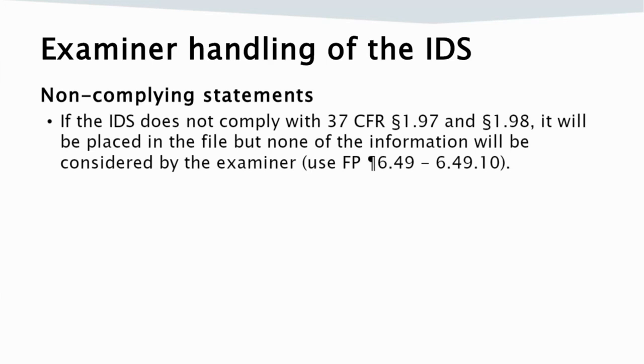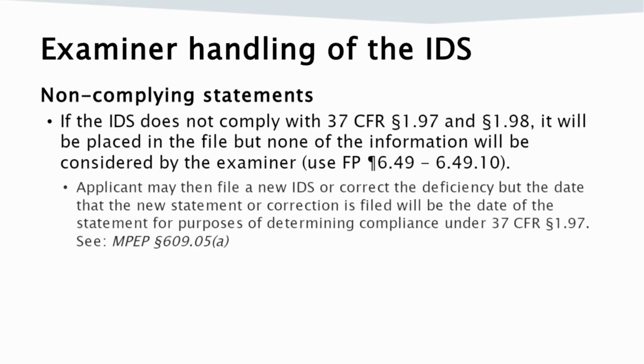A form paragraph, 6.49 to 6.49.10, should be used to address any reference that was not considered. Applicant may then file a new IDS or correct the deficiency, but the date that the new statement or correction is filed will be the date of the statement for purposes of determining compliance under 37 CFR 1.97.